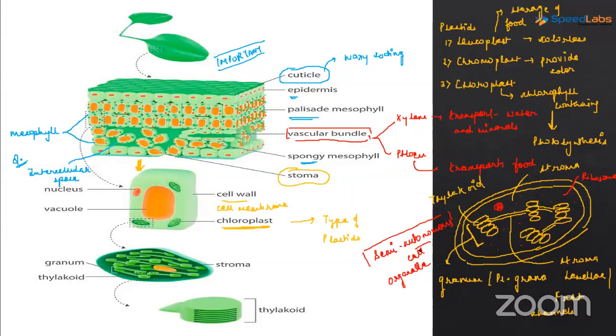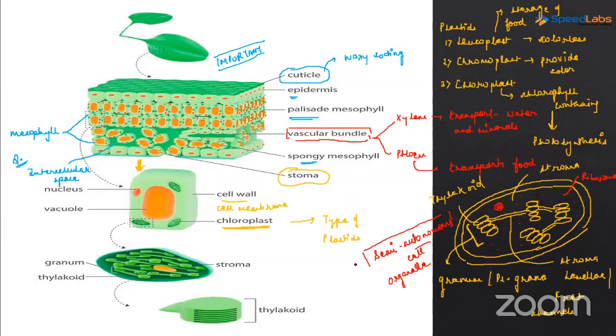ये फिर भी कुछ proteins की synthesis के लिए dependent होता है on the nucleus. So that's why it is called the semi-autonomous cell organelle. And the same applies for mitochondria also. Mitochondria is also called a semi-autonomous cell organelle. Okay, now let's move further.